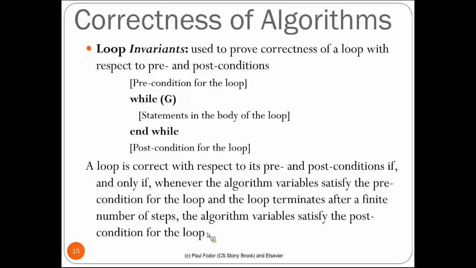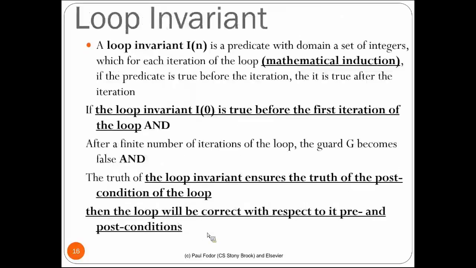So these logical formulas called invariants, if they are true before we enter the loop, should also prove that through the iterations of the loop, they stay true, and they also imply the truth of the postcondition for the loop. A loop invariant is a logical formula with the parameter n, a predicate with the domain of a set of integers, which for every iteration of the loop, and we'll see that this matches mathematical induction that you learned in Foundations of Computer Science or Discrete Math, if the predicate was true for the value of n before the iteration, after executing the loop the predicate is also true after we exit the iteration, for n plus 1, the next step.